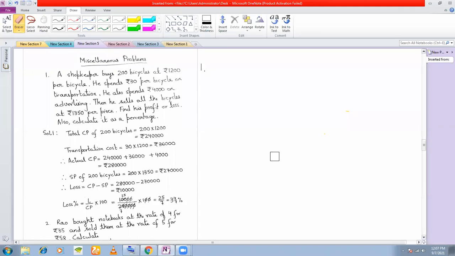That means whatever profit or loss, we don't know yet whether it is a profit or loss. So we'll see whether he makes a profit or loss. Whatever he is making, you have to calculate it as profit percentage or loss percentage. So first you calculate the total cost price. How much is he buying for? 200 bicycles he is buying at 1200. So the total amount of money that he is investing is how much? 2,40,000.